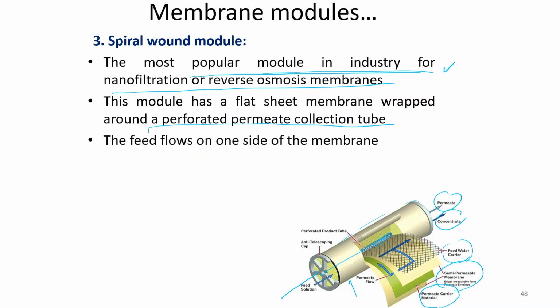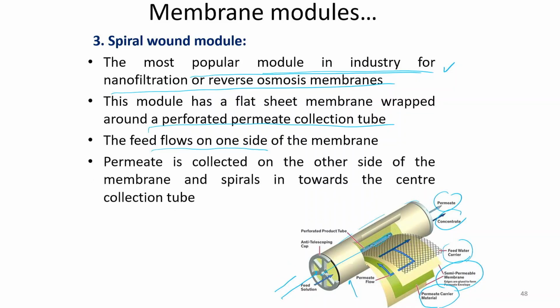The feed flows on one side of the membrane, and through the membrane the filtration takes place, and permeate is collected on the other side of the membrane, and spirals in towards the center of the collection tube. So, as it is, the membrane is wrapped.